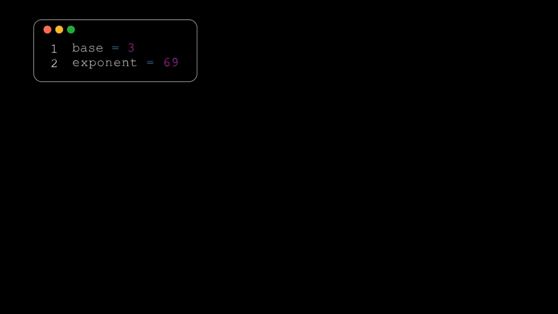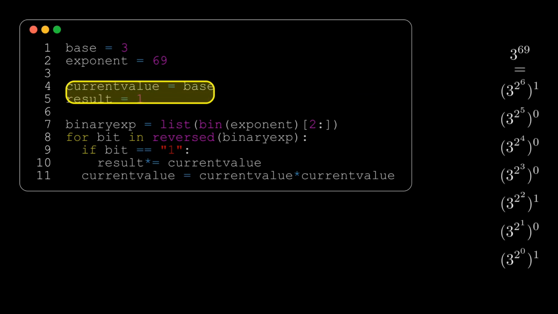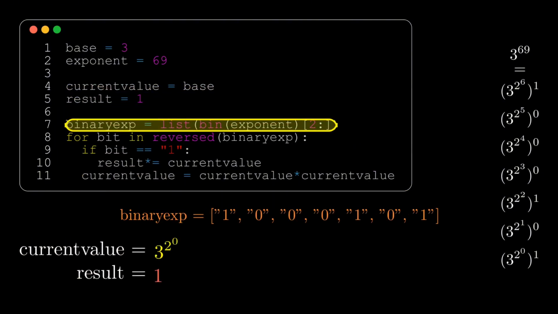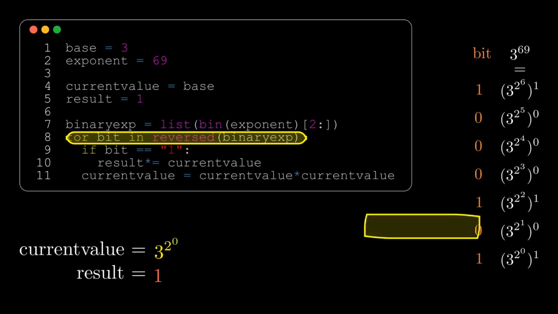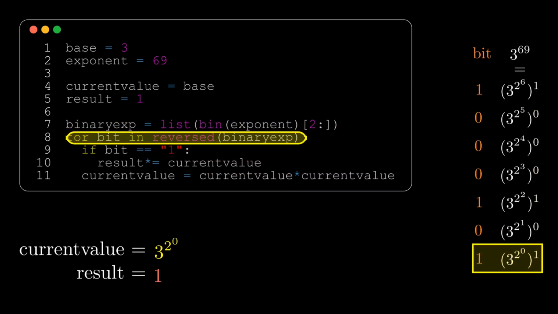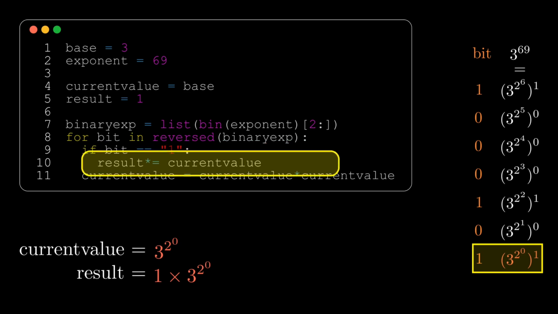Now we shall code it out. First, we set base equals 3 and exponent equals 69. Here's the for loop based on the calculation idea. We start the loop from the rightmost bit of the binary representation 1000101, which is 1. Initially, current val equals the base, 3 to the power of 2 to the power of 0. Since the bit is 1, we update result by multiplying it with current val.